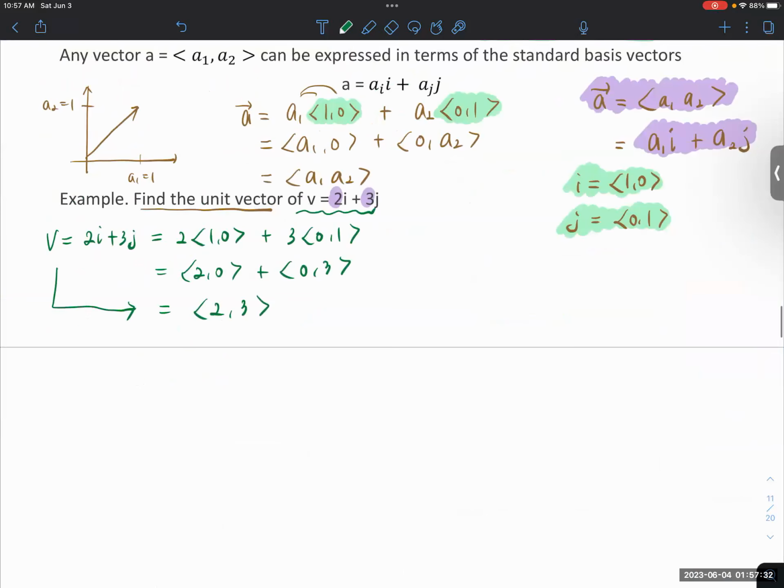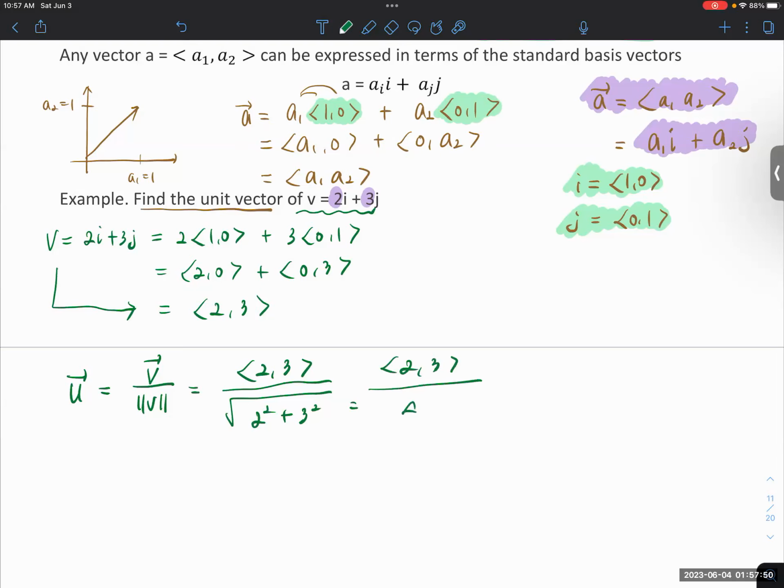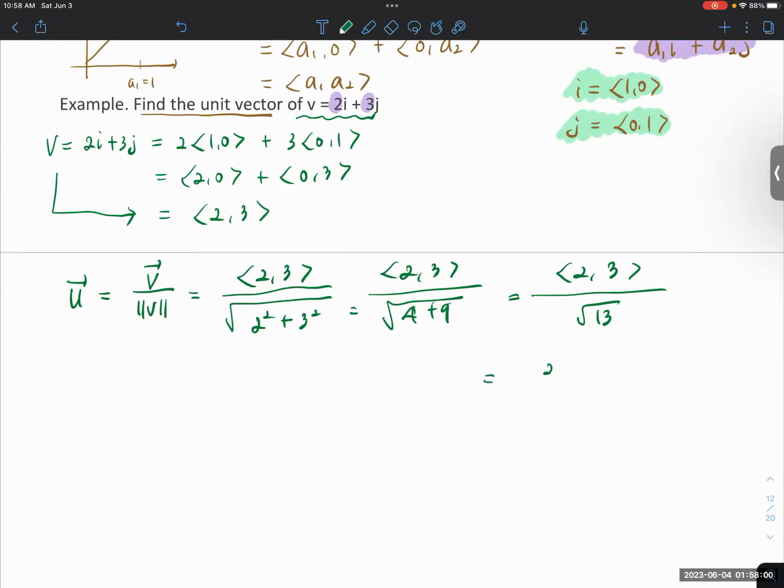They're looking for the unit vector of vector V. So the unit vector is the V vector divided by its magnitude. So we have the V vector divided by the magnitude: 2 squared, 3 squared, so 4 plus 9, which is 13. So basically, it is going to be 2 over radical 13, 3 over radical 13. This is the vector U.